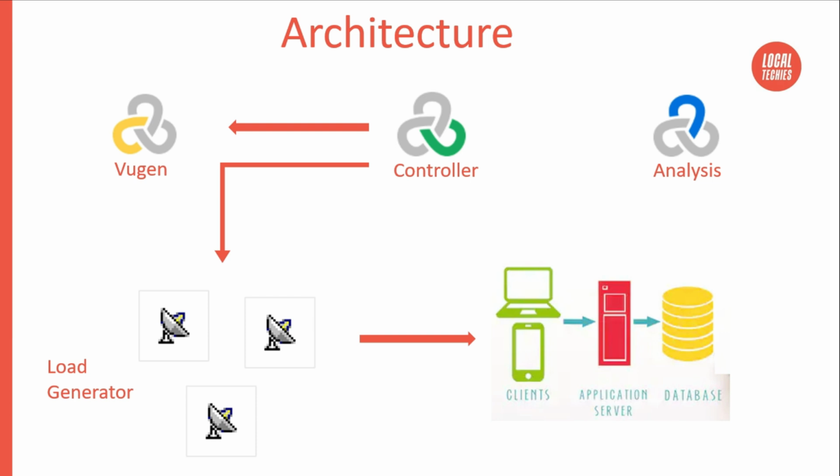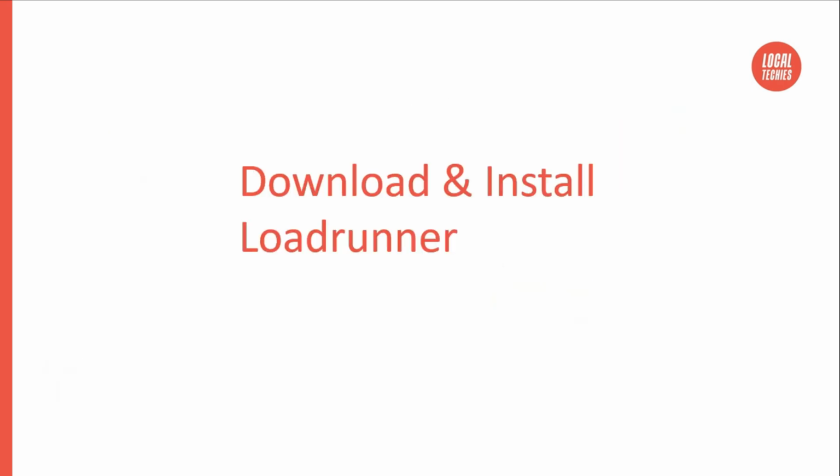This analysis component now reads this database file to perform various types of analysis, and it generates the graphs. These graphs show various trends to understand the reason behind the errors and failure under load, and thus help us figure out the optimization required for the system under load, or the server, or my infrastructure. So this is how LoadRunner works. Now let's move on and see how to download and how to install LoadRunner.